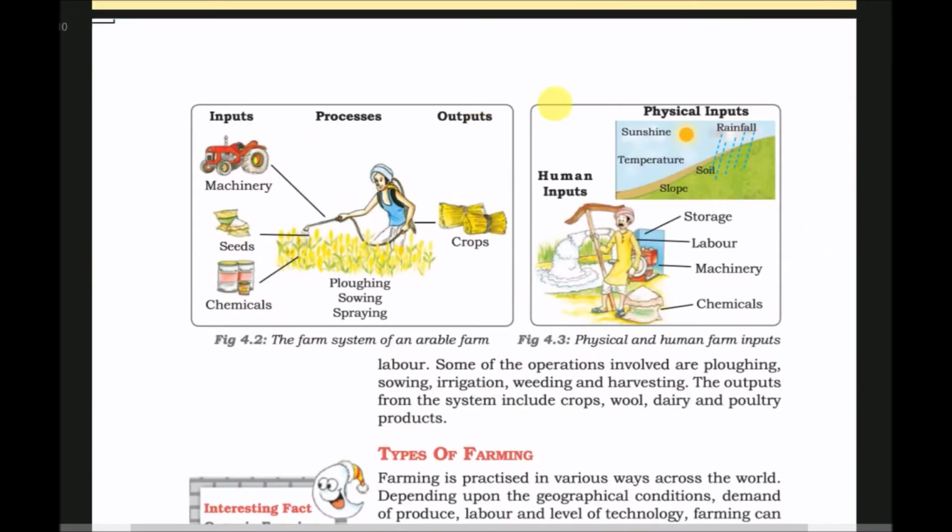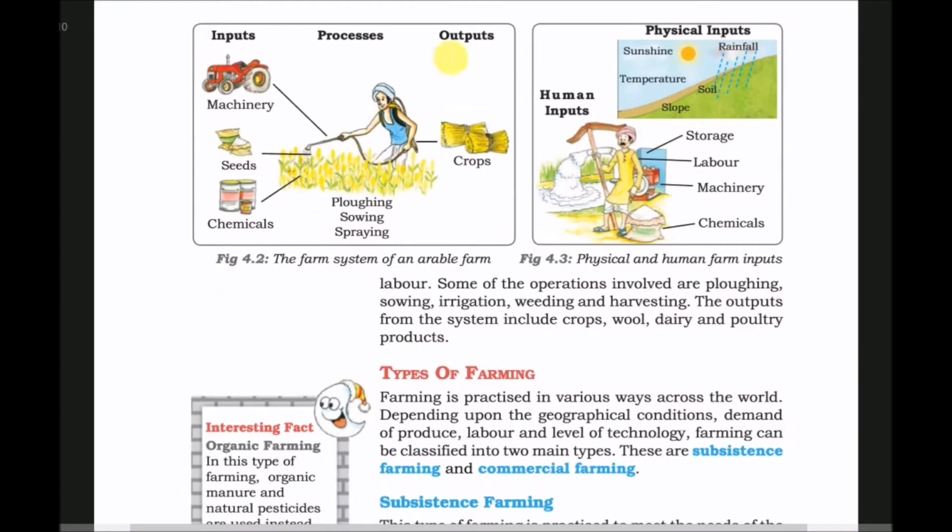Now, farm system. A farm system consists of three things: the input, process, and output. Also, as you have heard before, it is important that input must be machinery, seed, chemicals. So here is input: machinery, seed, chemicals, and the process is the human being uses these types of inputs and produces an output which is the crop. So this is simply the meaning of the farm system.